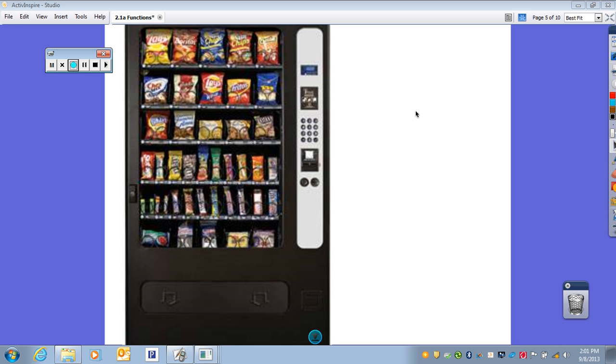Let's think about a vending machine. There are many appliances or machines in our daily life that operate as functions. And when the vending machine is operating correctly as a function, you put in your money, one input, and you get one item out, which is your output.